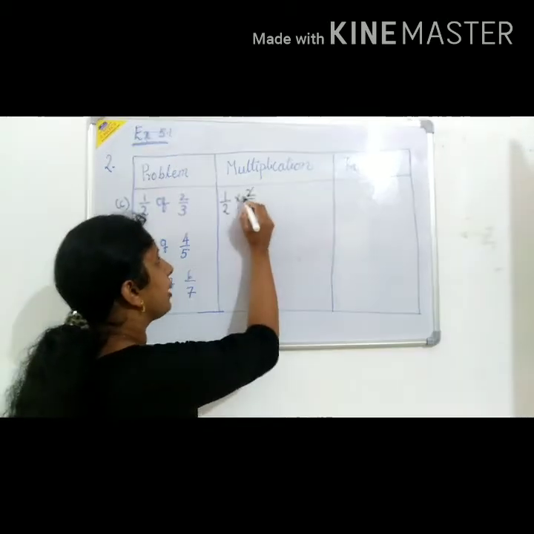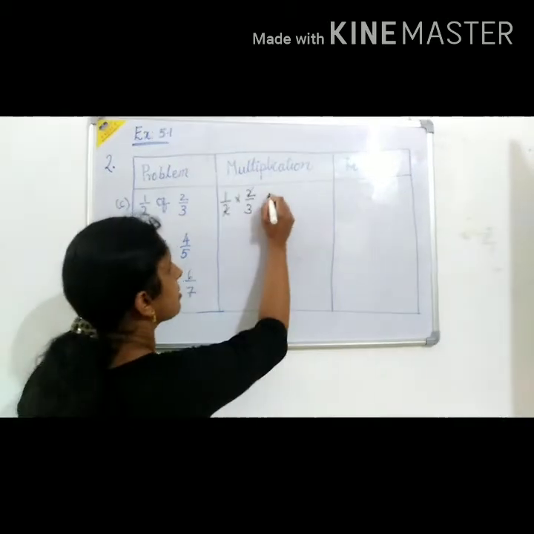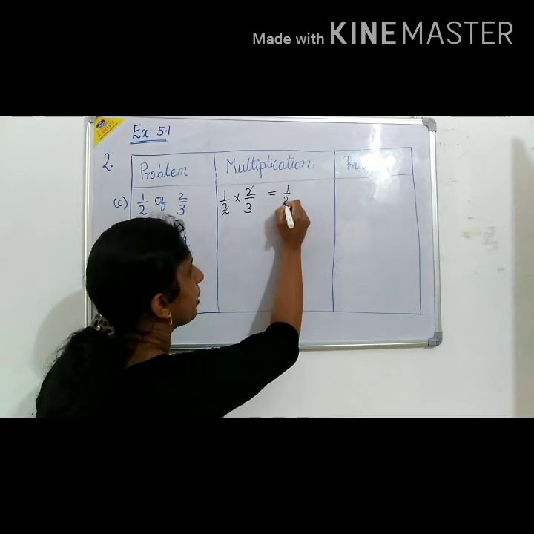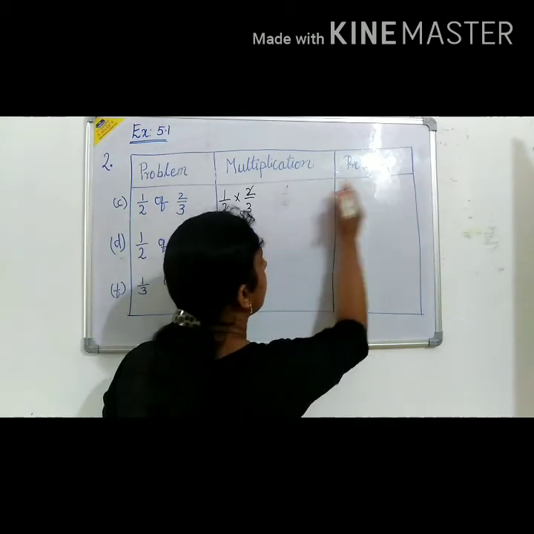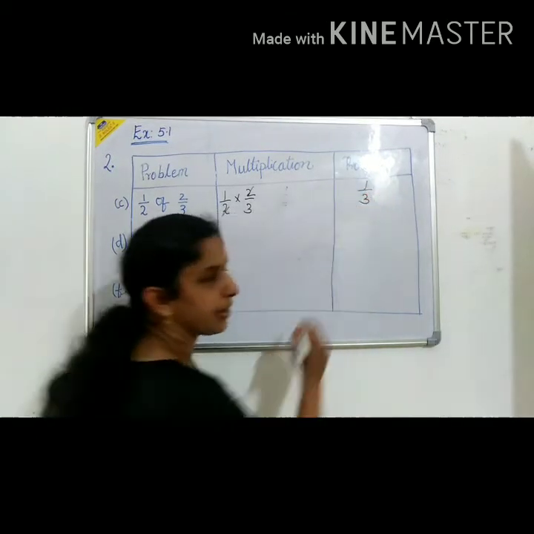So here 2 and 2 become cancelled. Here this is equal to 1 by 3. Or this product we are writing here, this is 1 by 3.